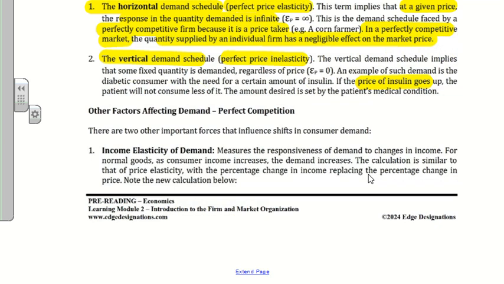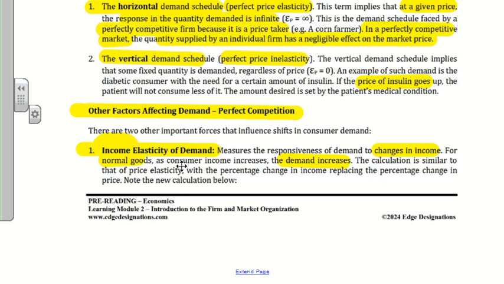Some other factors that affect demand in situations of perfect competition. Two other important forces we've got to consider. Income elasticity of demand, and that is as people's income changes. Look at the words income elasticity. As people's income changes, what does that do to the demand? For normal goods, as people's income increases, they buy more.